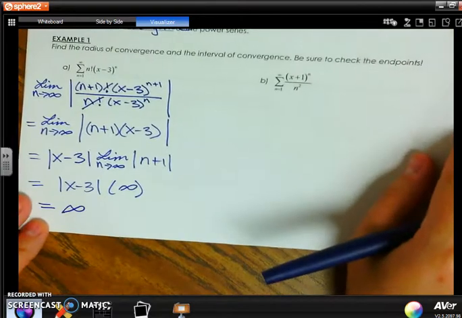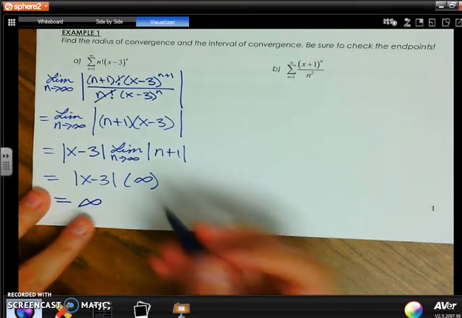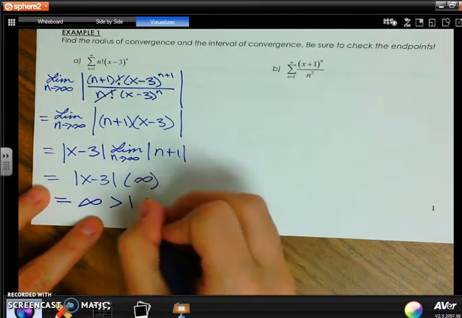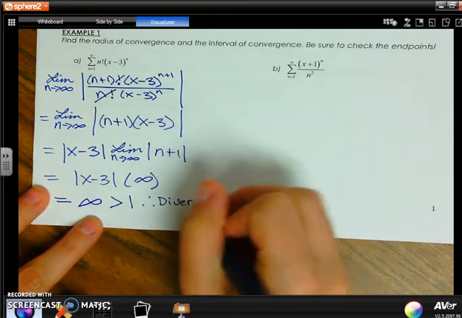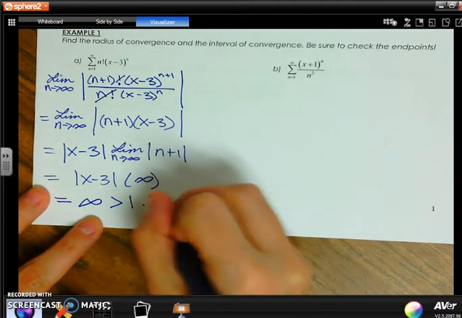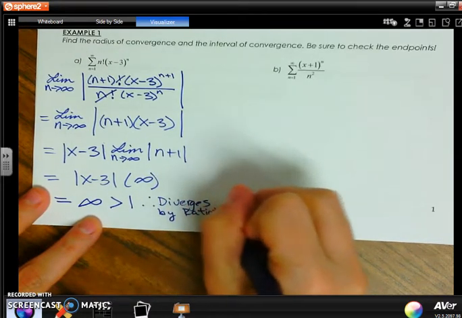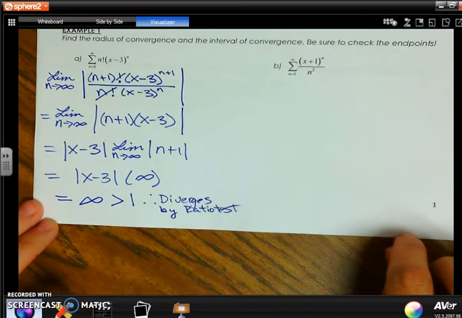And again, the whole point of the ratio test, sorry, let me scooch this up, was to take that infinity and compare it to 1. Well, I know that infinity is bigger than 1, even I know that. So I can conclude that this diverges by the ratio test. I'll write out ratio test, because abbreviating it sounds gross. So that diverges by the ratio test.